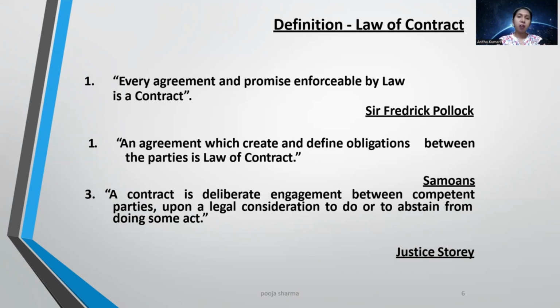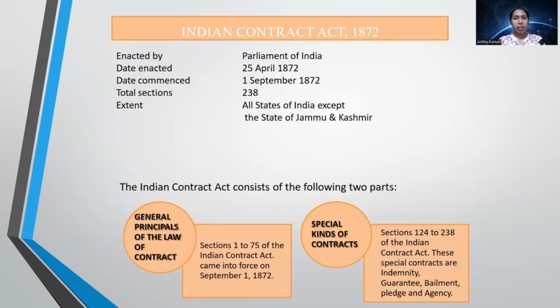When two parties enter into an agreement for any kind of personal purpose, that is called only an agreement. But the agreement which is acceptable by law is called a contract. An agreement which creates a defined obligation between both the parties in the law of contract. A contract is a deliberate engagement between competent parties upon a legal consideration to do or to abstain from doing some act.